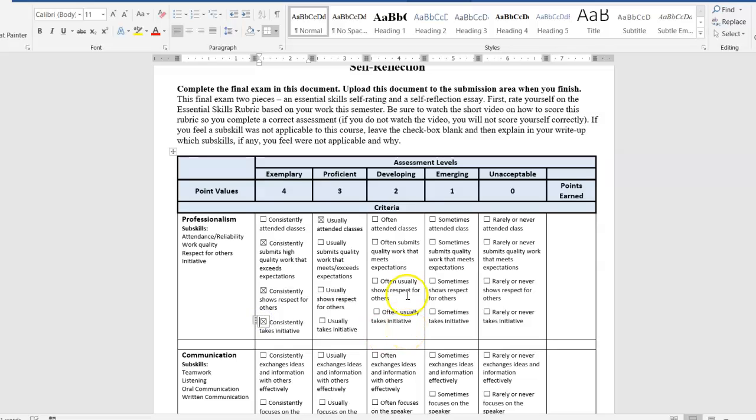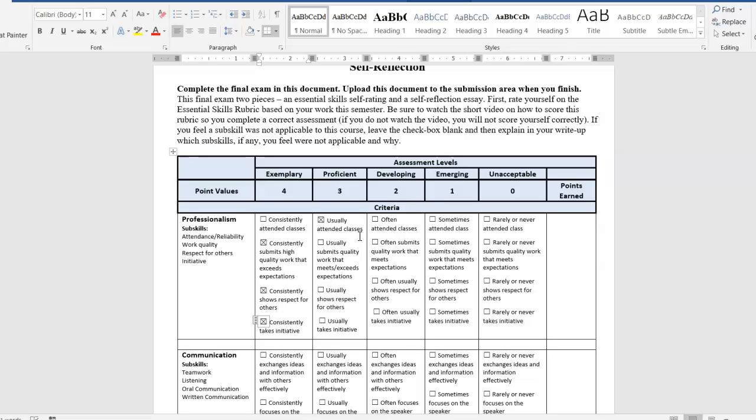Let's just say that. Remember that the requirement was only to attend 1 class a week. So if you did not attend both classes, but you did attend 1 class a week every week, say you had perfect attendance, then you would give yourself an exemplary. If you missed a few classes here and there, or even just 1, then you would say usually attended classes here.